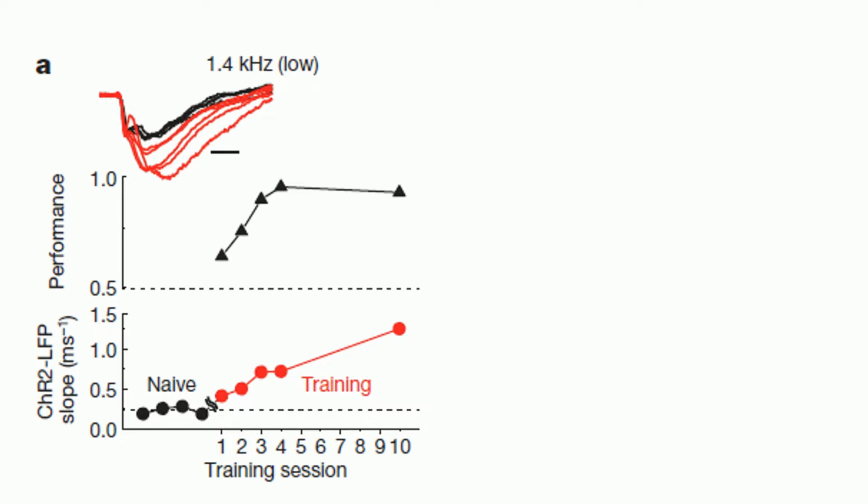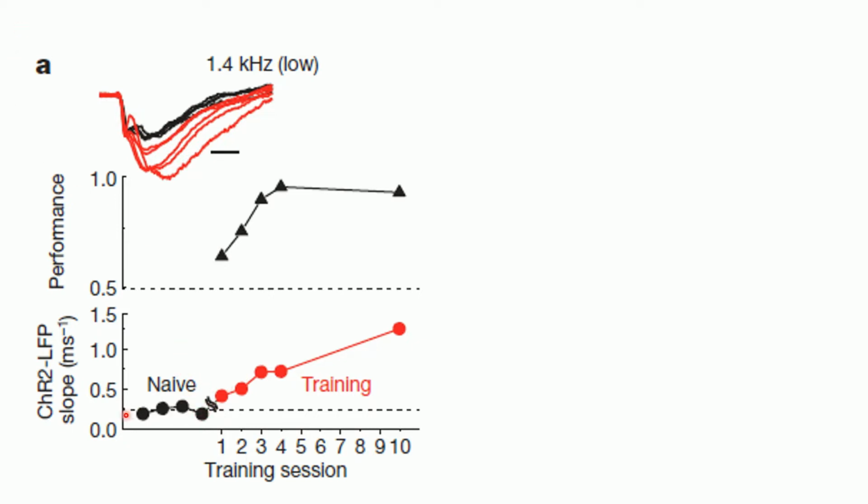Here are the recordings from one rat during training. The electrodes in this rat happen to be implanted in a region of the striatum receiving low-frequency axons. So the prediction is that the synapses would show strengthening over the course of the training. And indeed, that's exactly what the authors found.